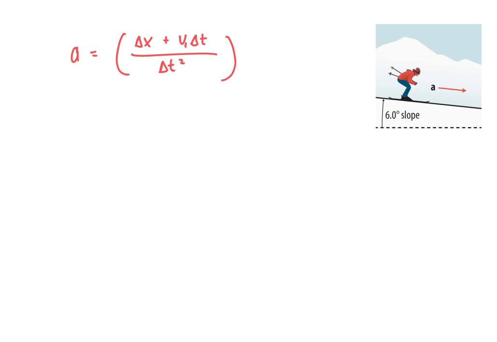So, change in x, well, how long is the slope? Well, they told me the slope was 800 meters long. Initial velocity, they told me that too. They said her initial velocity is 1.00 meters per second. Change in time, well, they told me it took her 47.5 seconds to go down that hill over my change in time squared.